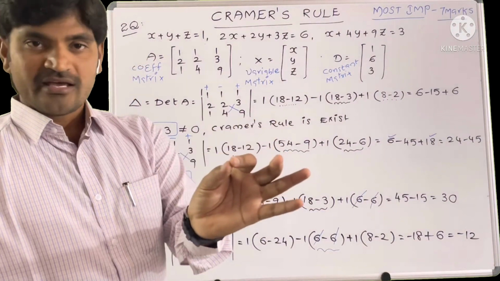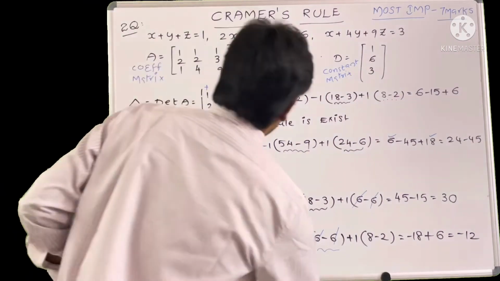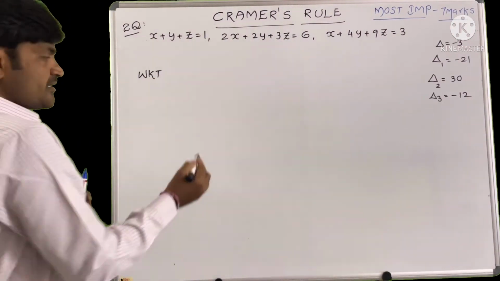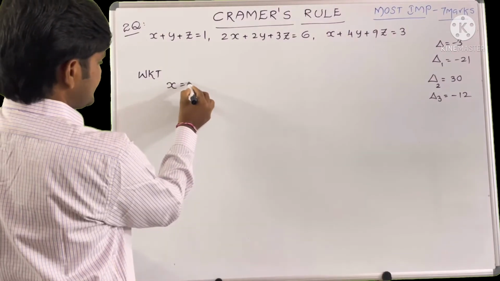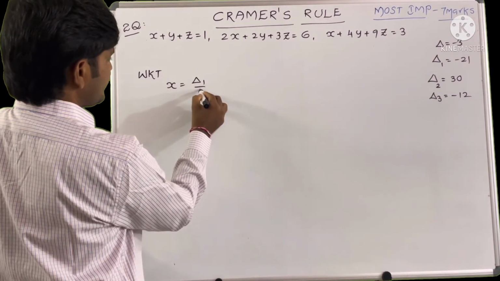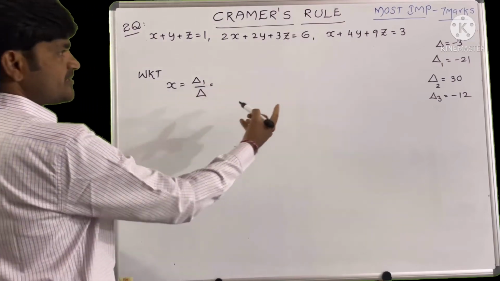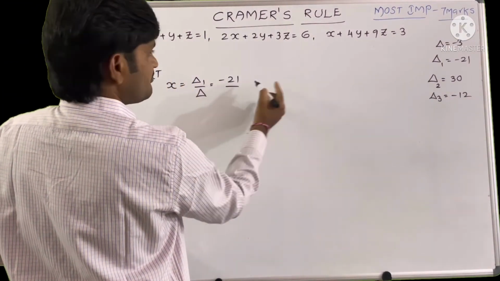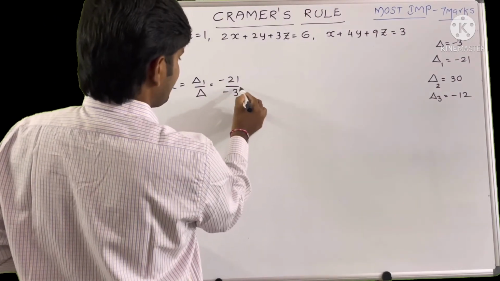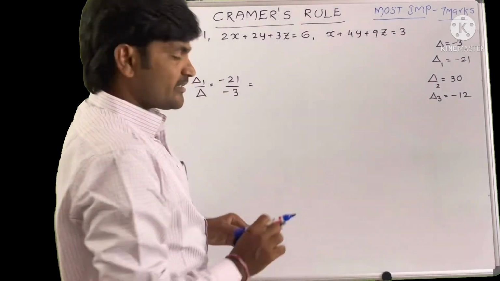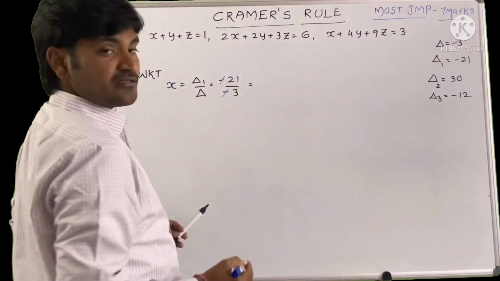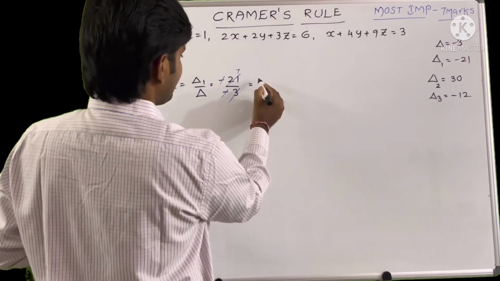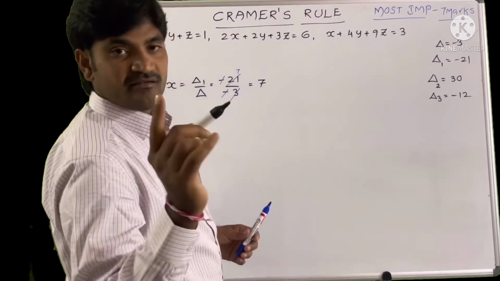Now we get the x, y, z values. First of all, we know that x formula is delta 1 by delta. That is, what is delta 1 value? Minus 21 by delta value is minus 3. And now cancellations, minus cancels. This is 3 table, 3 7s are 21, so that x value is 7.